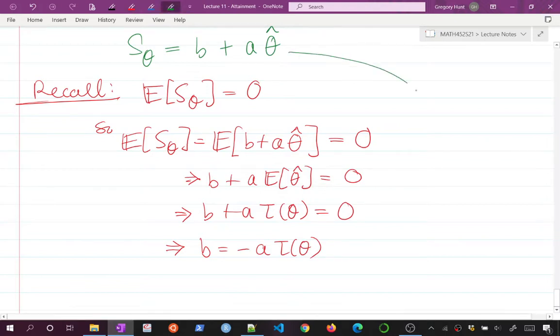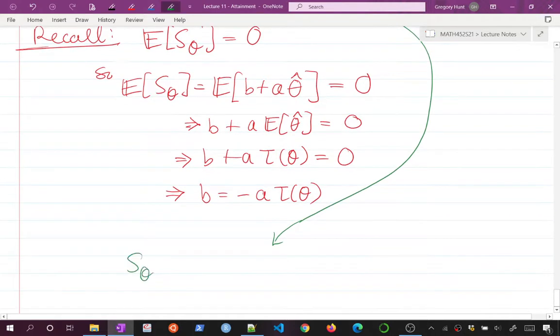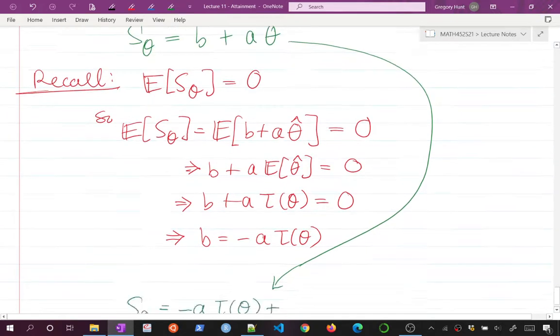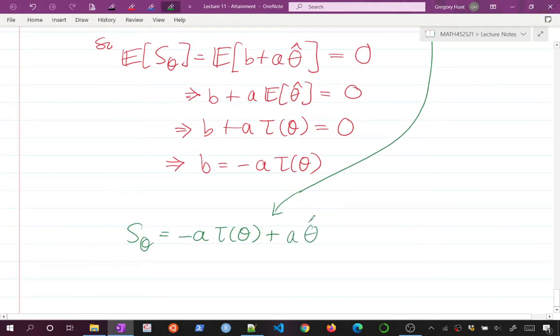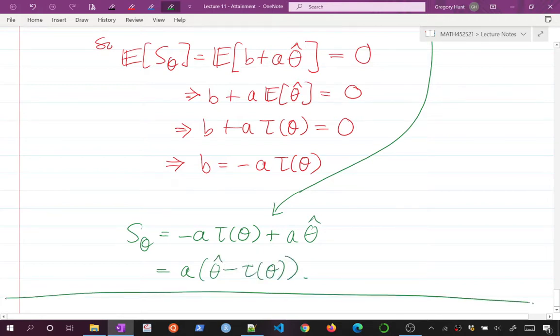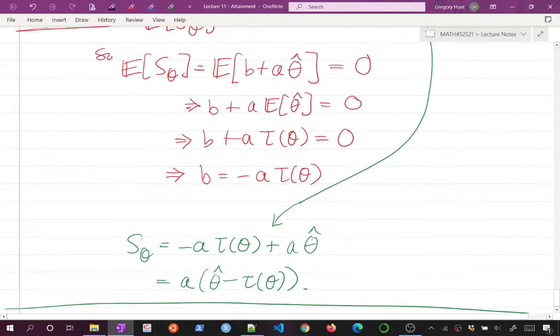So if I bring that back down with this fact, s theta is b. So s theta is b, which we know is negative a tau theta plus a theta hat. We could, of course, rewrite this as some a times theta hat minus tau theta. That's the proof, right? This a could depend on theta. It doesn't have to, but it could. It will not depend on the x's.